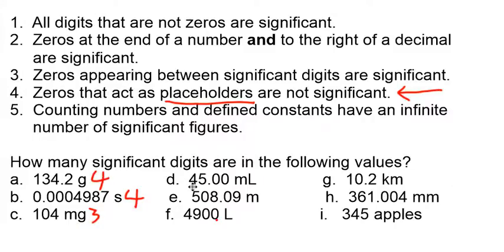If we look at practice D, 45.00 milliliters, we know the 4 and the 5 are significant. Now we need to figure out whether these two zeros, one or both, are significant or not. These zeros are at the end of a number and to the right of the decimal, so these two zeros are significant. So we have 4 significant figures. I want you to do E, F, G, H, and I on your own. We'll check them in class.